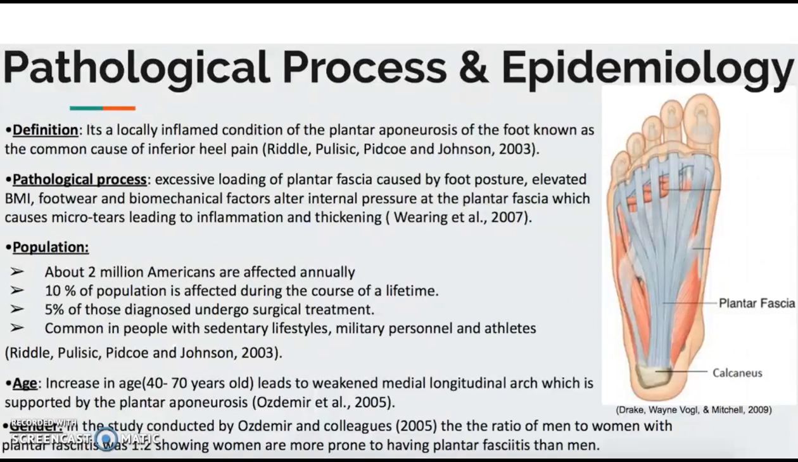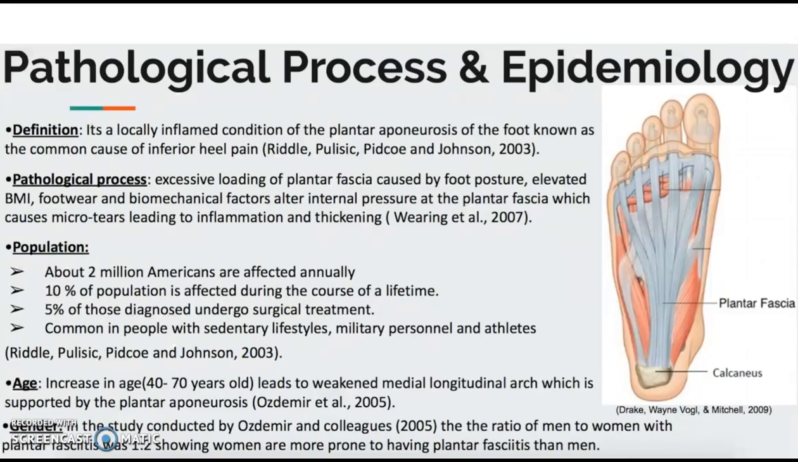Epidemiology. About 2 million Americans are affected annually, and 10% of the population is affected during the course of a lifetime. 5% of those diagnosed with plantar fasciitis undergo surgical treatment. It is common in people with a sedentary lifestyle, military personnel, and athletes. It is common in the aged population of about 40 to 70 years due to a weakened medial longitudinal arch, which is supported by the plantar aponeurosis.